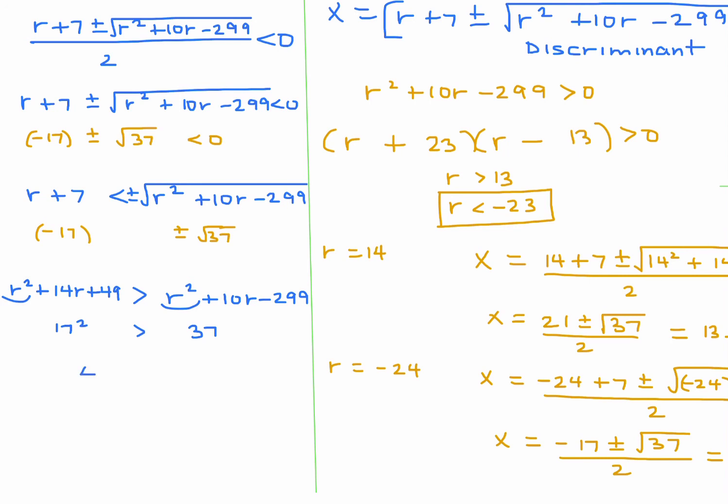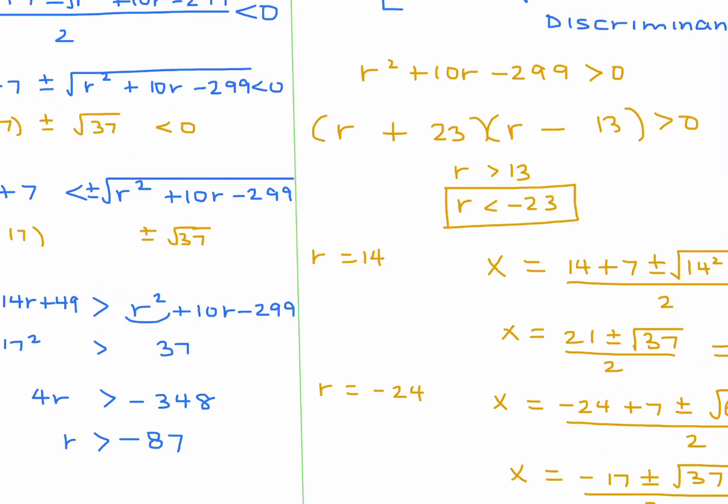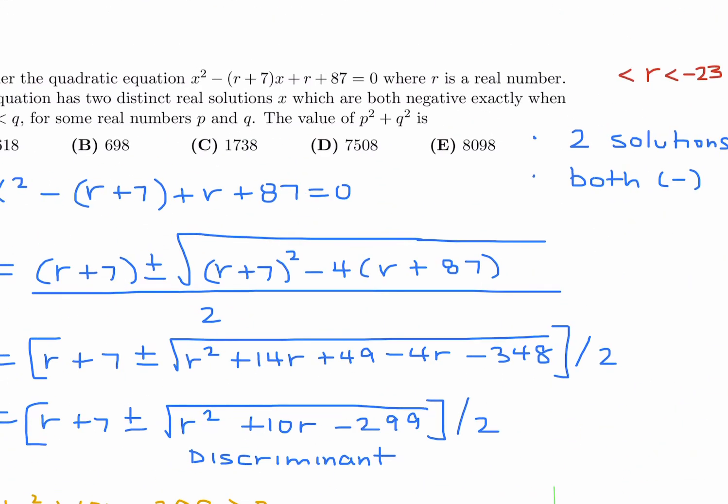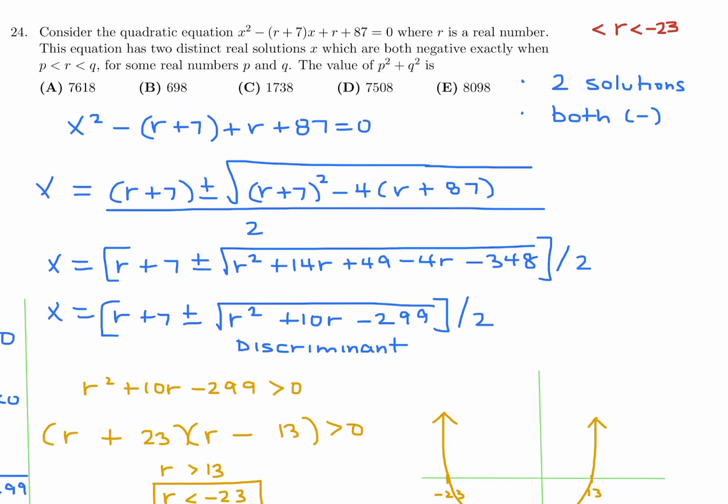I can bring the 10r over, so this becomes 4r is greater than minus 299 subtract 49. So that gives me minus 348. Divide through by 4, and minus 348 divided by 4 is minus 87. There we go. r is greater than minus 87. So I go back, and that's exactly what I needed. I needed something that r was greater than. So r is greater than minus 87. There you go. I just got that inequality.